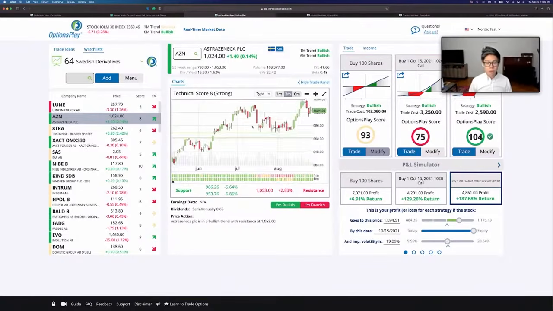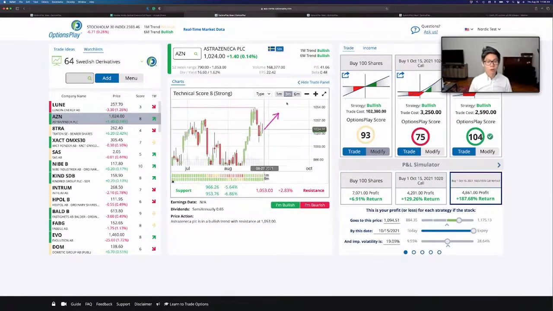You can look at a historical chart and ask yourself, what if AstraZeneca got back to its new 52-week high around 1,060 crowns? You can type those outlooks into the P&L simulator here at the bottom part of your screen, and you can see how much you would make if you bought the stock. You're looking at about a 3% return. If you bought the call option, you're looking at about a 23% return.